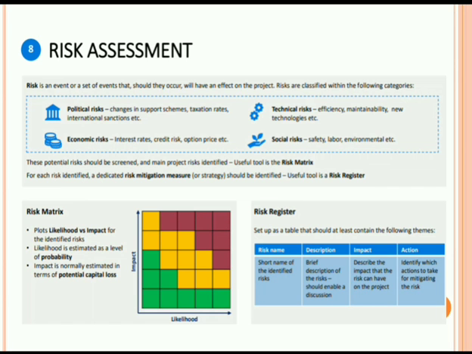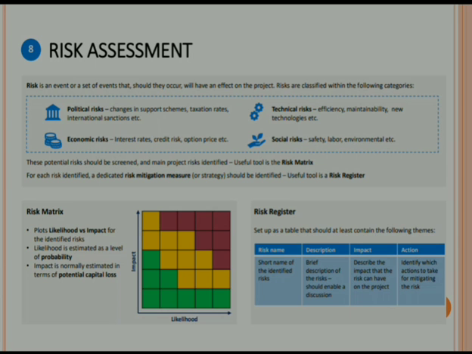The next step is risk assessment. In the risk assessment, risk is an event or a set of events that, should they occur, will have an effect on the project. Risks are classified within the different categories: political risk, then technical risk, social risk, and economical risk. In the political risk, it will include changes in support schemes and taxation rates, international sanctions, etc.